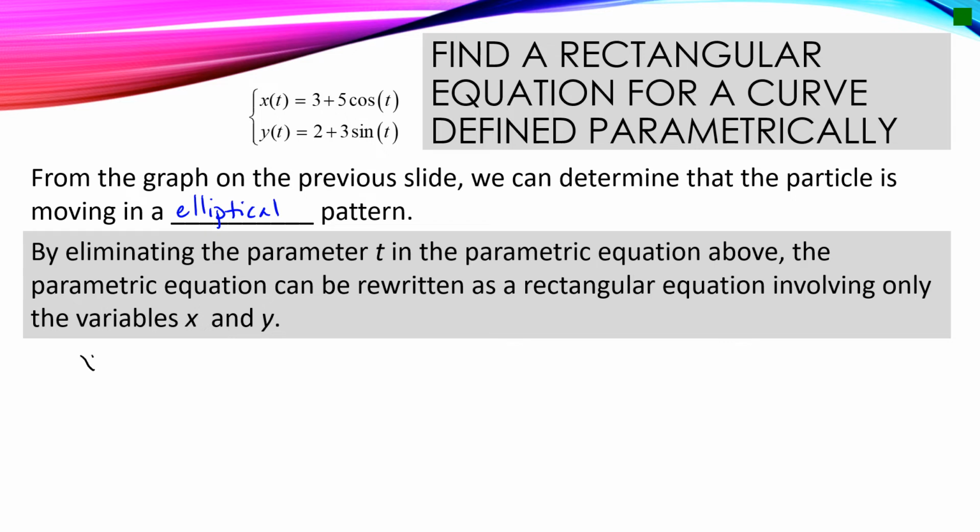I have x equals 3 plus 5 times the cosine of t, and I have y equals 2 plus 3 times the sine of t. And if you recall from last time, what I did was I isolated the sine and the cosine so that I could then square it and use the Pythagorean identity. I'm going to try that again.